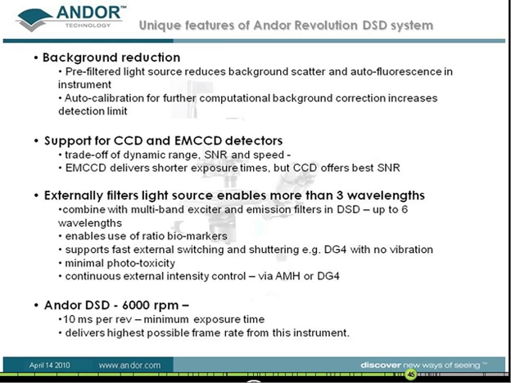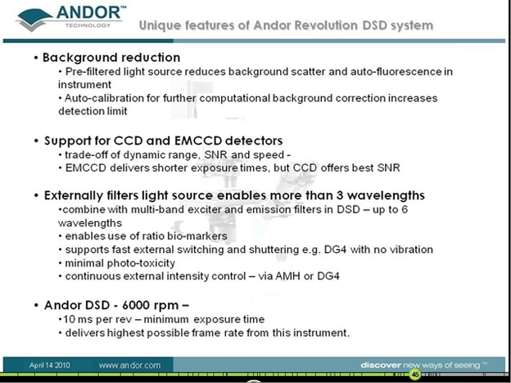This also allows the use of ratio biomarkers, a number of which have been developed for all kinds of biochemical actions within the cells, signaling actions through calcium and so on, pH and so forth. It also allows us to support fast external switching and shuttering, for example with a DG4 from Sutter. And of course, that allows us to minimize phototoxicity.